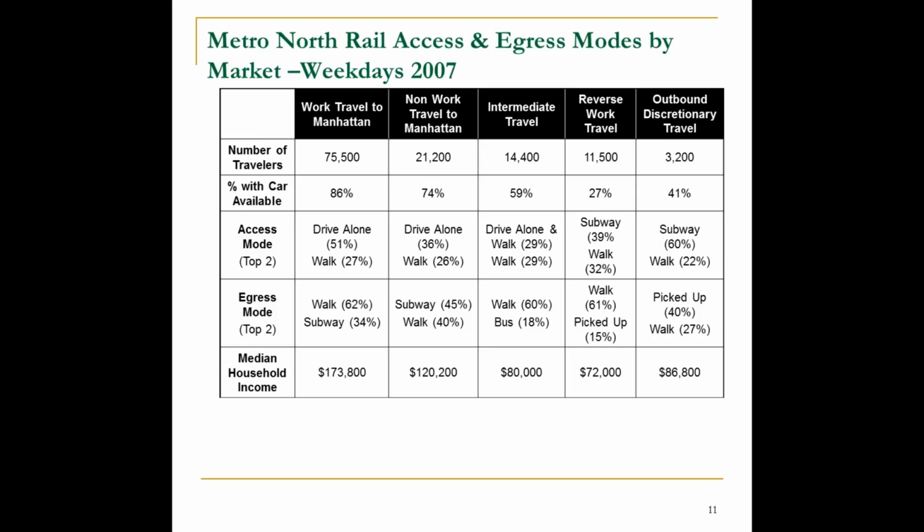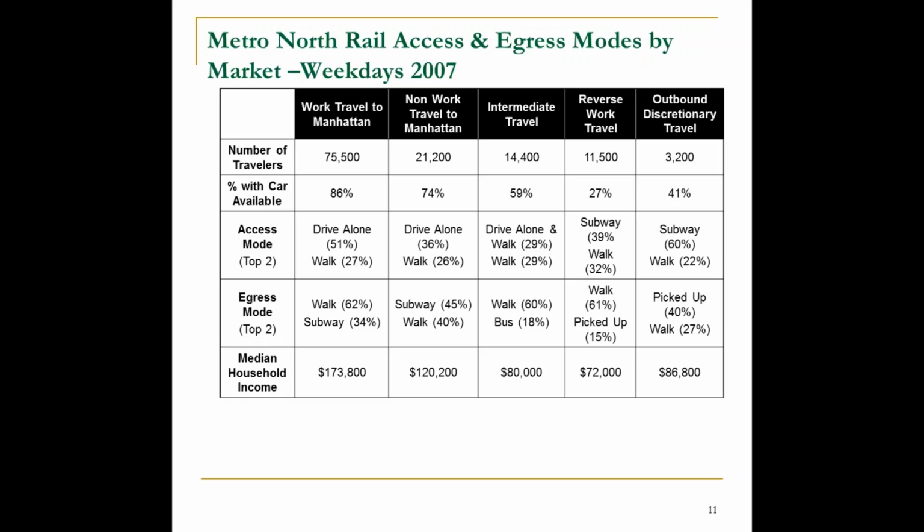This just shows an example of how you can break out markets. This is taken from an origin and destination survey in 2007. You can see the people who travel to Manhattan usually have the most available car, whereas if you look at the reverse work travel, only about 27% of those people have access to a car. And you can see how the access modes vary considerably by market, from drive alone for travel to Manhattan to walking and subway for intermediate and reverse travel.